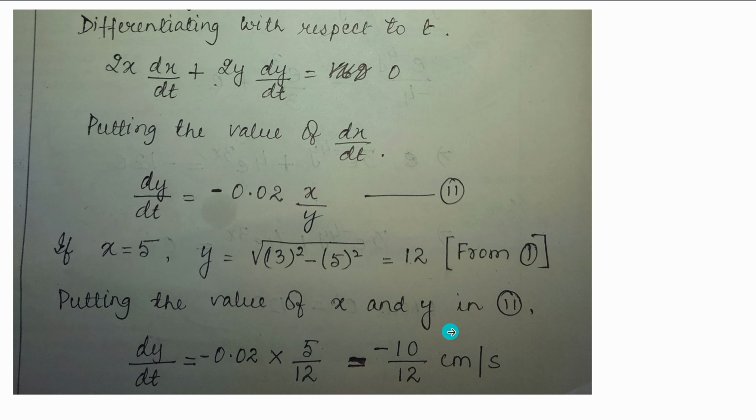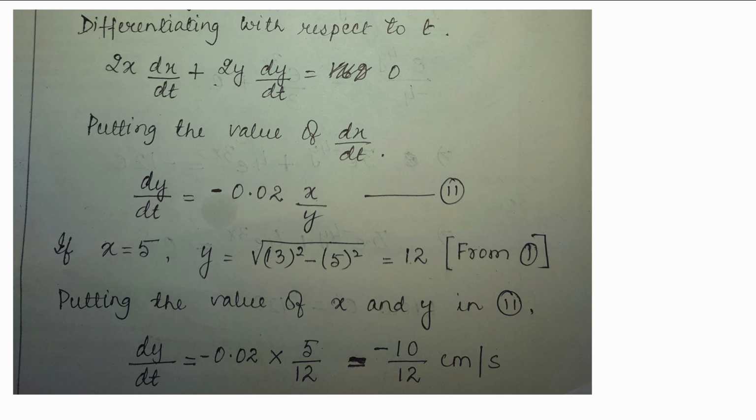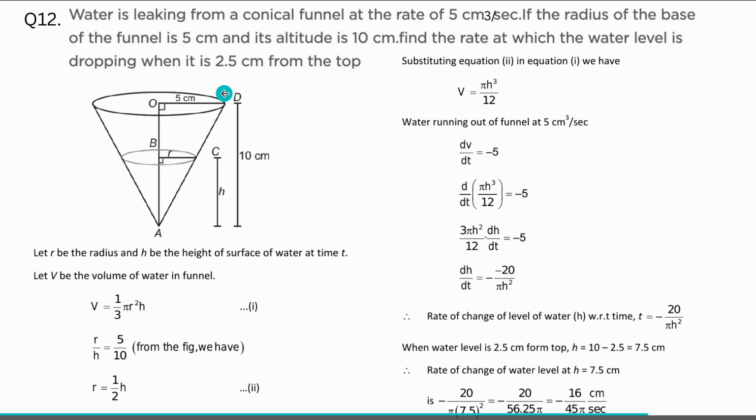Now putting the value of x and y in equation 2, finally we get dy by dt as minus 10 by 12 centimeter per second, and you can further simplify it and write it as minus 5 by 6 centimeter per second. Now if you're confused why we are putting the negative sign over here, it is because it is decreasing, right? Whenever something is decreasing, the rate will always be negative. So that is why. Question 12.